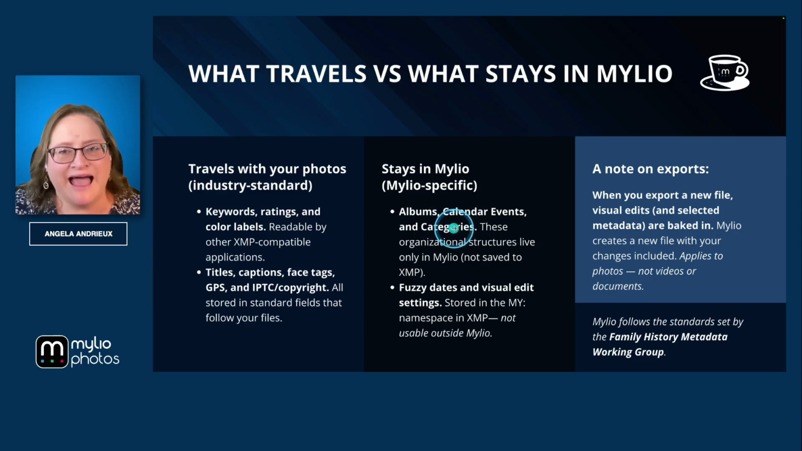These are unique to the application itself. So a couple of things to note when you're exporting. When you export a new file out of Mylio, Mylio creates a new image. So export means you're taking what Mylio knows about and you're creating a brand new copy of that file. So when you export, you don't have to have the XMP. Mylio bakes those changes that you've made in Mylio into that new file. So any metadata that you choose to include, Mylio will bake that into that new file.